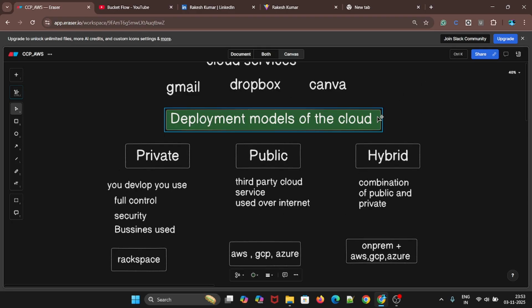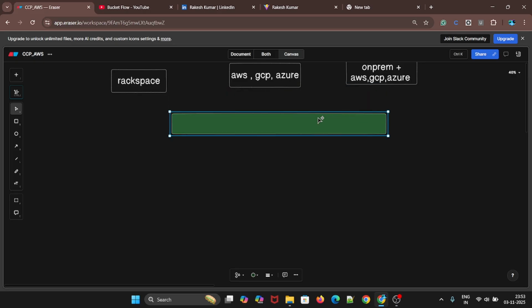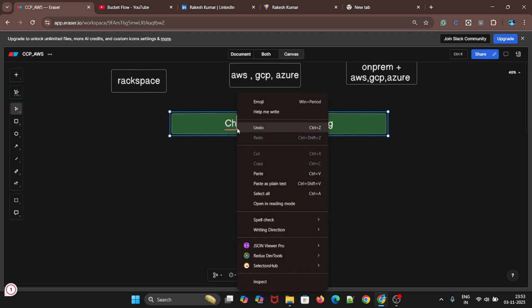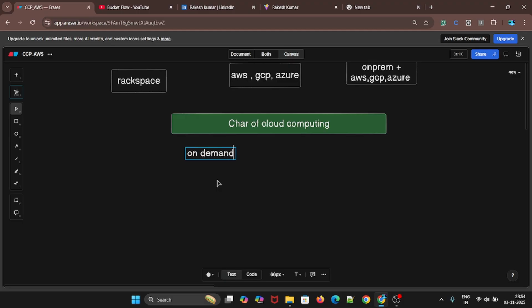Now we will see the characteristics of cloud computing. The first thing is on-demand self-service.